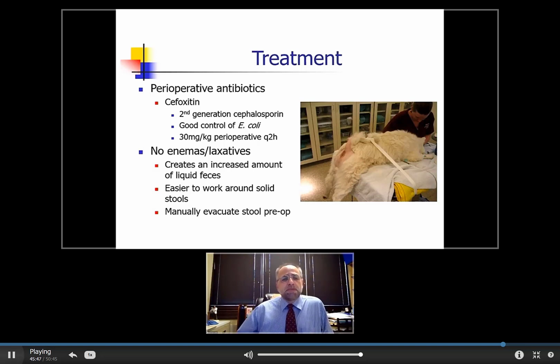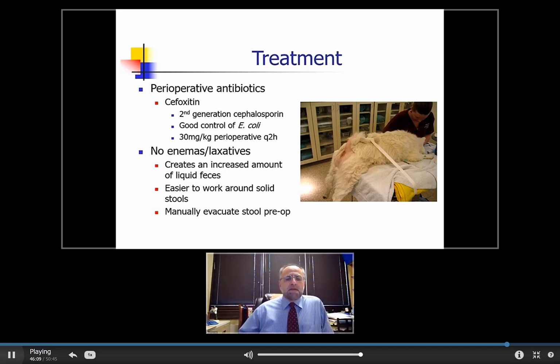As far as treatment goes, surgery to remove the masses is indicated. Preoperative antibiotics, because we're working in a dirty area for all these, is going to be important. And again, we want to pick something that has good efficacy against gram-negative bacteria, and certainly some of the second-generation cephalosporins are going to be valuable for that.